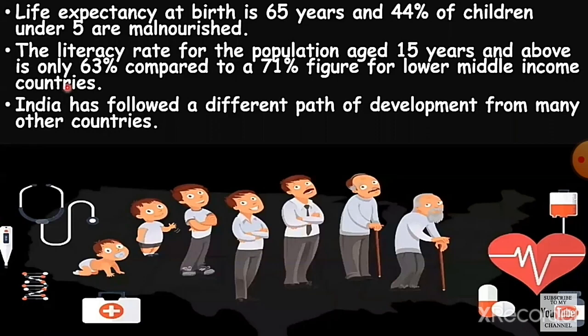The literacy rate for the population aged 15 years and above is only 63% compared to a 71% figure for lower middle income countries. India has followed a different path of development from many other countries. So these are the things which are included in the developmental path based on GDP and employment.